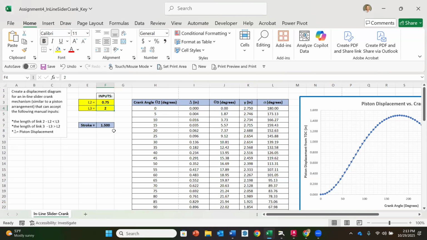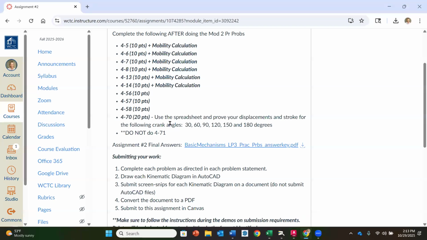But then what you're going to do is you're going to do what we did in our example 4.11, and you're going to draw the positions. So in this assignment, you'll notice that you're going to use the spreadsheet, but then you're going to do the positions of 30, 60, 90, 120, 150, and 180. So every 30 degrees, if you would, instead of 45. And then you are going to be attaching the Excel spreadsheet with the numbers. Does that make sense?